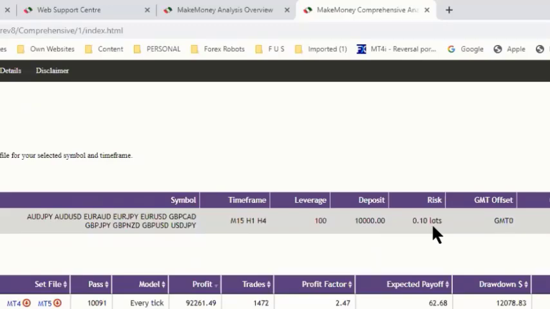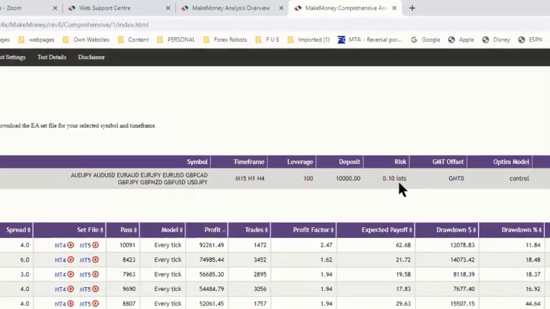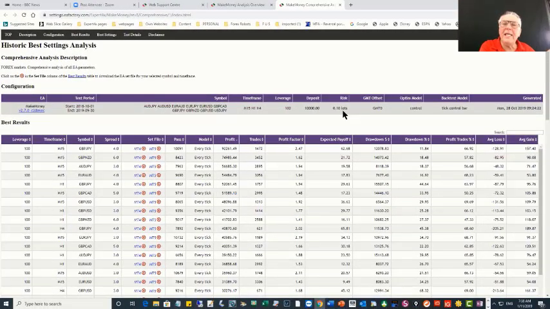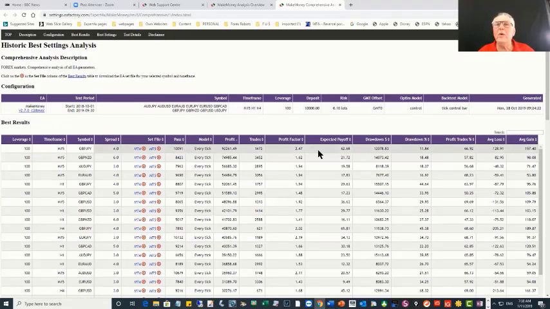And the reason for that is that we can then compare any EA, any setting, anything. We can compare anything with each other because we're consistently using the same lot sizing, the same deposit, all that kind of thing. And this is for the make money, and there's the periods tested. And here's all those details that I showed you earlier about the testing that we do. So the pound yen, for instance, made 92,000 in that year. That's off $10,000.